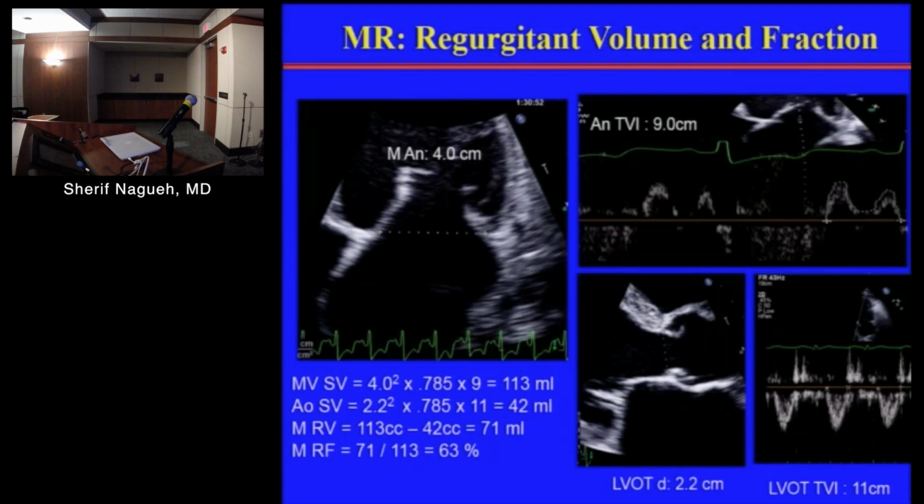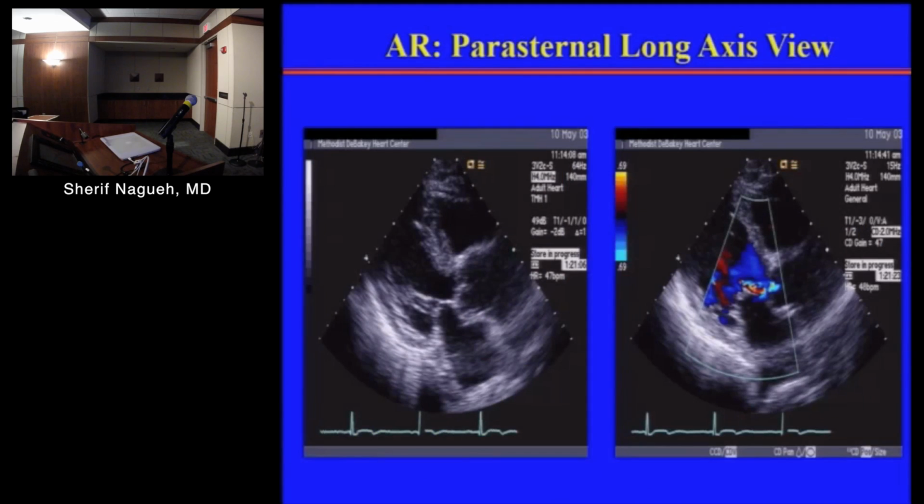So the top line shows you the flow through the mitral valve in diastole. This is the total stroke volume. The second line is flow through the LV outflow tract. The difference between them is the regurgitant volume, and if you express that in relation to the total stroke volume, you get a regurgitant fraction.